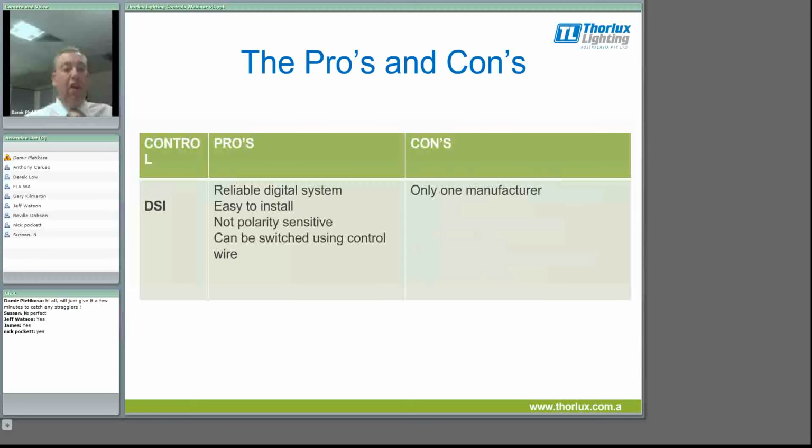DSI, this was the next step on from 1 to 10 volt. We know that it's a reliable digital system. Again, very easy to install, just the two-way cable. This one is not polarity sensitive because it's a digital system, so the two-core cable can be connected either way round, and we can also switch it using the control wire, so no mains switching is required.